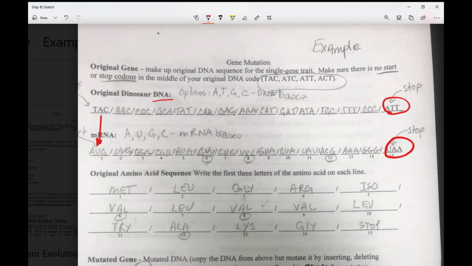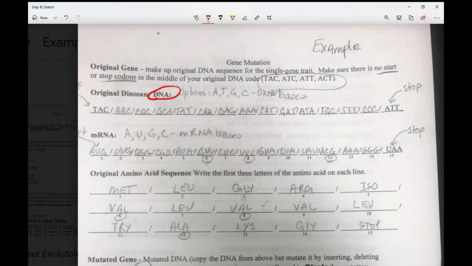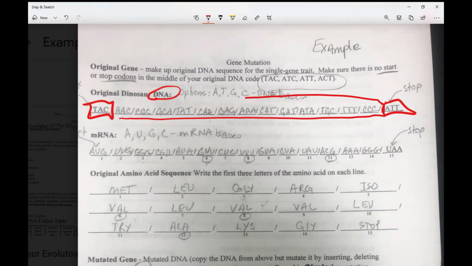So let's find out how we ended up getting the code that I have for DNA. I made this up. I just came up with what I wanted to say. I didn't make this one, and I didn't make this one. Those were given on the paper. The rest of these, I just made up a 3-code sequence. The letters I could use were A, T, G, and C, because that stands for DNA.